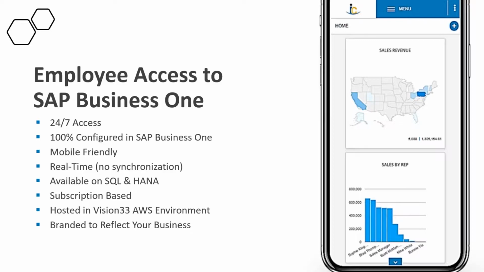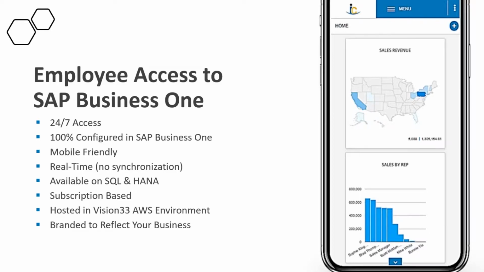A few other little tidbits related to the portal around its hosting. So Vision 33 hosts it on our AWS, Amazon Web Services environment, and it's subscription based. So 495 US, 350 Great British pounds if you're on that side of the world, per month, and it's just a monthly recurring fee for that.